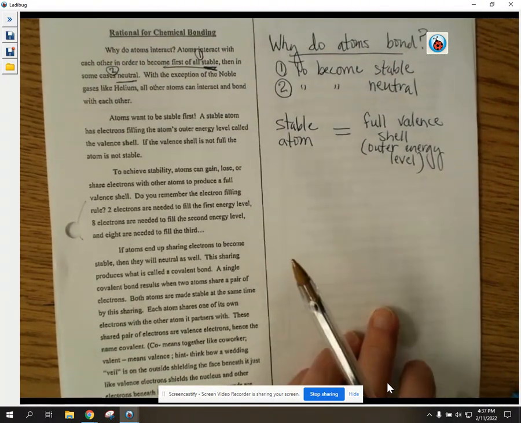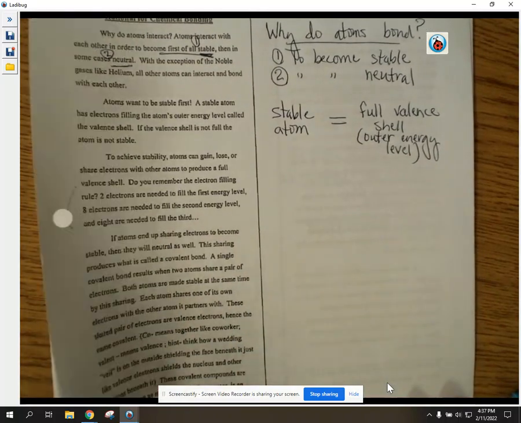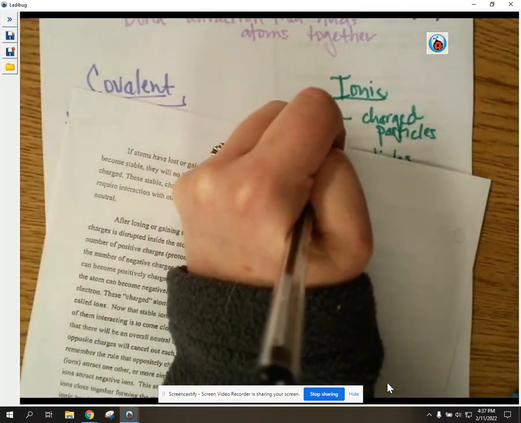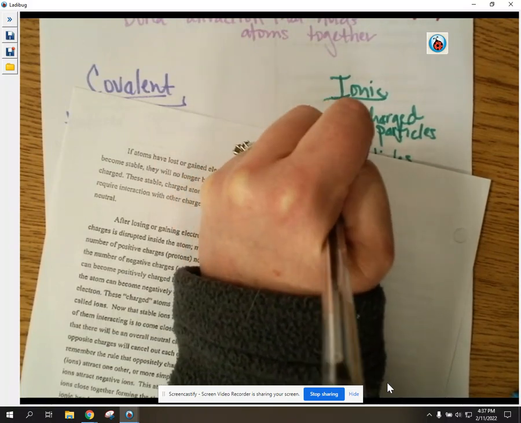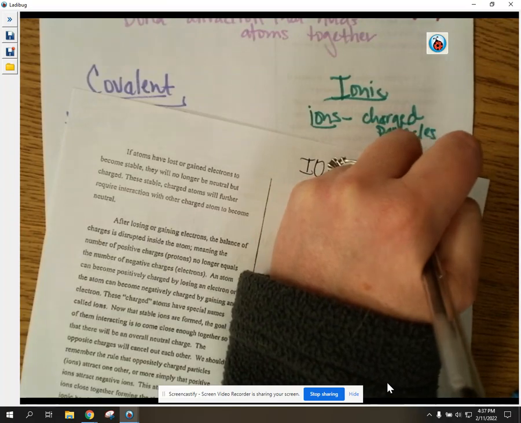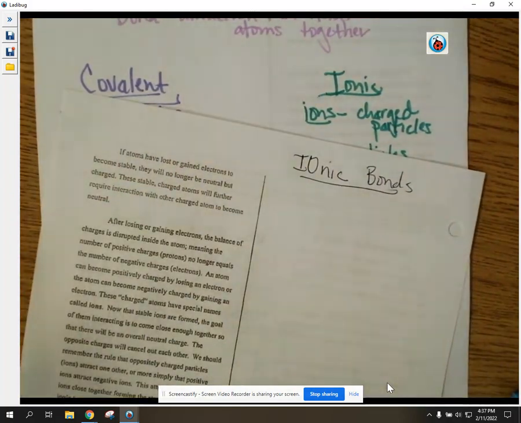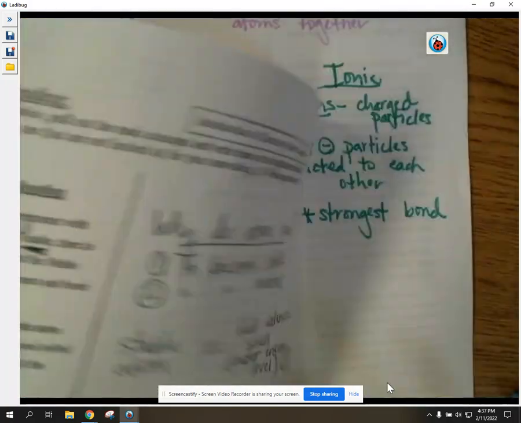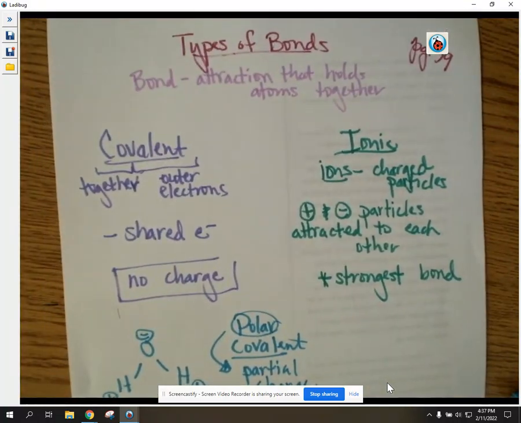Be careful to notice that there's one type of bond that's talked about on this side, and then on this side, it talks about ionic bonds. So just be careful to be aware of that. So you guys are going to get a deeper understanding of the types of bonds than you did from my notes.